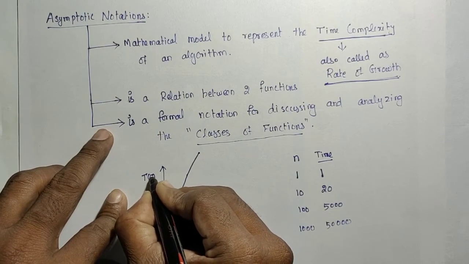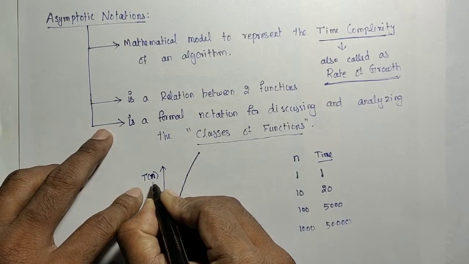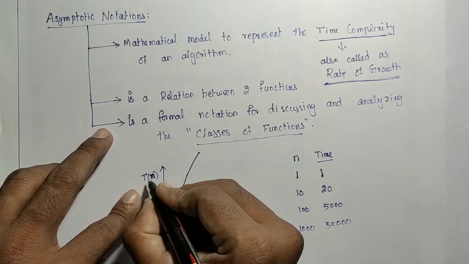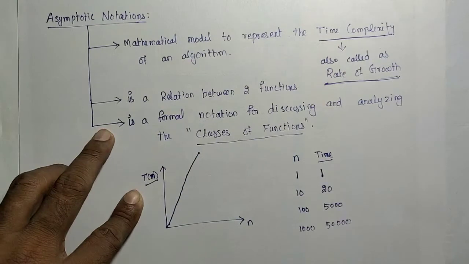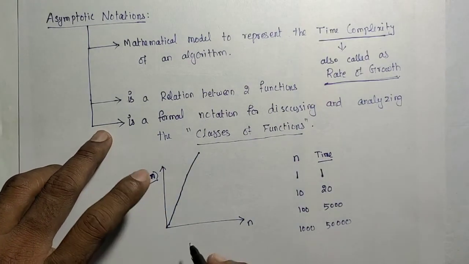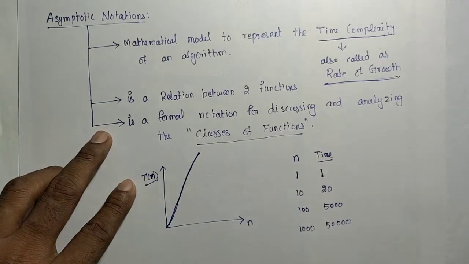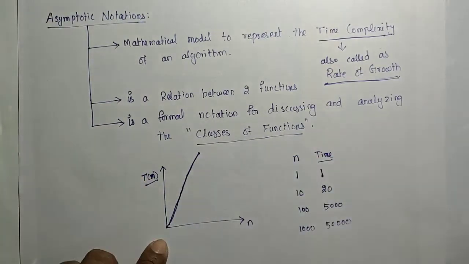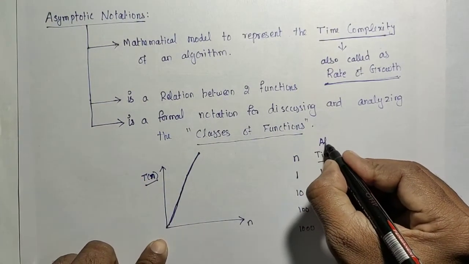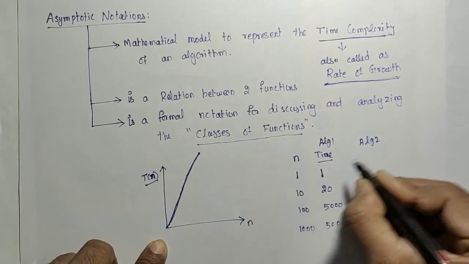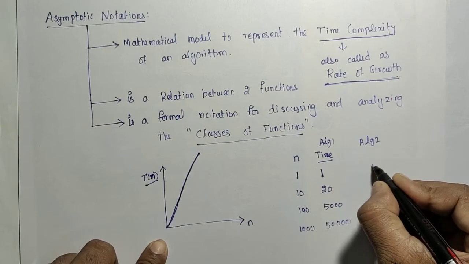So time on n, T of n, means the time for the input size n. This is the representation of time complexity. So this is your algorithm's time complexity, and this is the rate of growth. Suppose this is algorithm 1, and there is another algorithm, algorithm 2, for the same input size, where the time is 1.